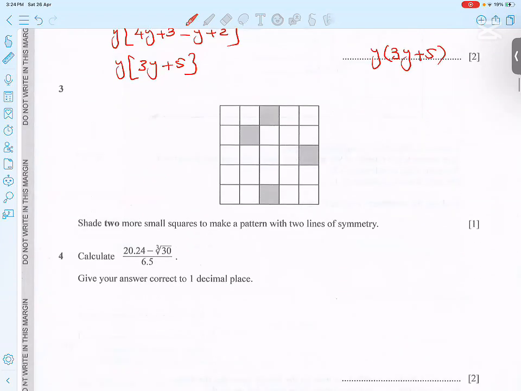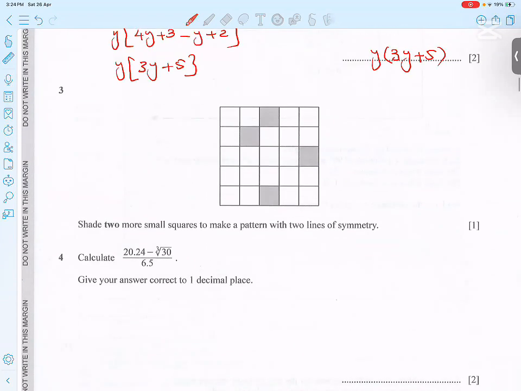Question number 3, we have a question of nets. Shade 2 more squares to make a pattern if it has 2 lines of symmetry. What is the definition of line symmetry? For example, if you have the letter I, let me show you the letter I, just for your understanding. What is the definition of a line of symmetry?